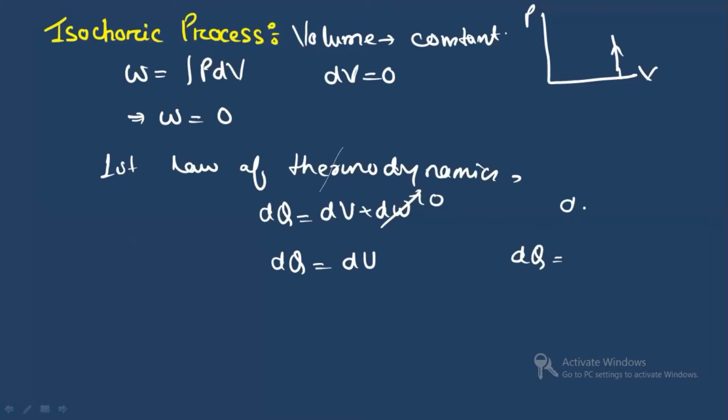You can write, because dU = nCv dT, that dQ = nCv dT. So this is the first law of thermodynamics in the case of an isochoric process. This is how you can write it. And the work done is 0 in this case. All right.